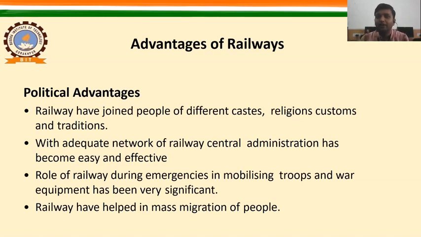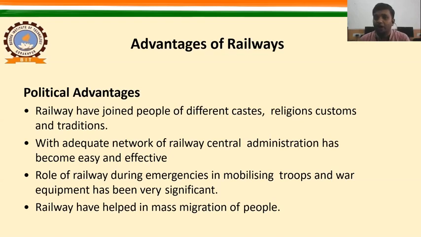What railway does is it simply joins all the people of different castes, religions, customs, and traditions. And with an adequate network of railways, central administration has become easy and effective. So the effective way to bridge the gap between different castes, regions, customs, and traditions is railway. The role of railways during emergencies in mobilizing troops and war equipment has been very significant.